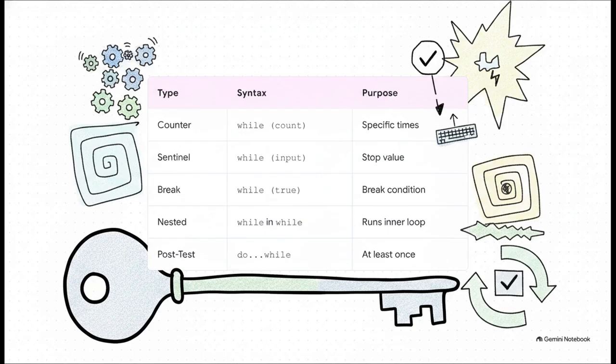Third is the loop with a break condition, which runs indefinitely until a specific break statement shuts it down from the inside. Fourth is the nested loop, literally a while loop inside another while loop. And finally, the post-test loop, which you might know as the do-while loop. This one executes its code at least once before it ever even checks the condition at the bottom.